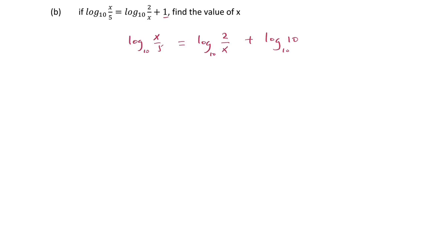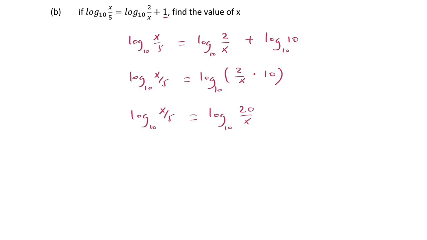Okay, so now let us apply the product rule of logarithm for the right hand side. Then our equation is going to be log x over 5 base 10 equals to log in brackets 2 over x times 10 base 10. Solving this, we are having log x over 5 base 10 equals to log 20 over x base 10. Okay, so since we have the common bases for both sides, then we are going to equate the numbers. Then our equation is going to be x over 5 equals to 20 over x.